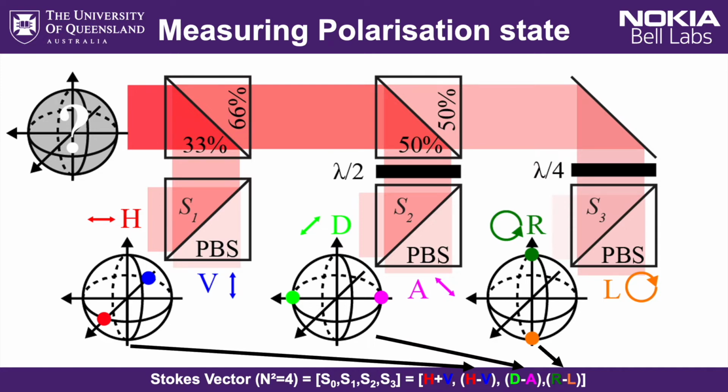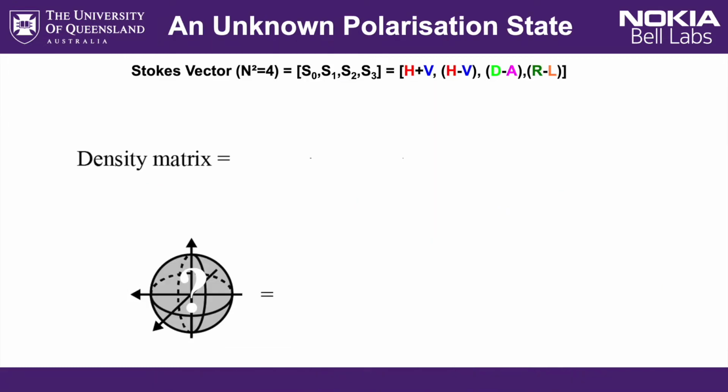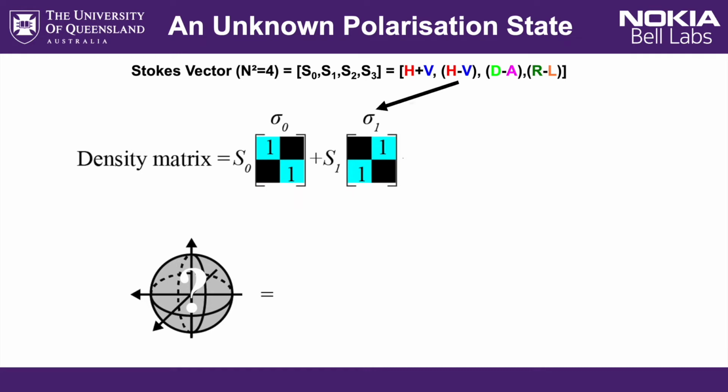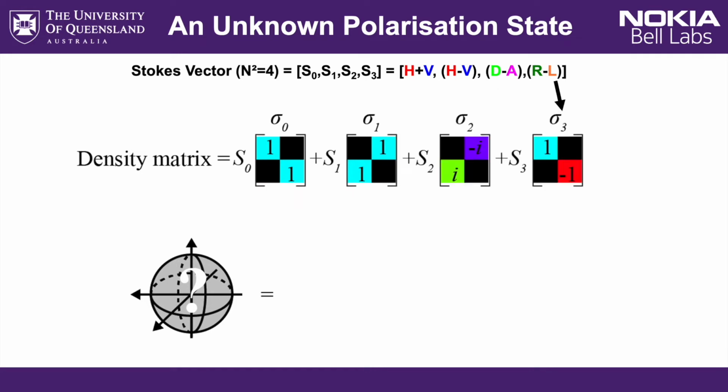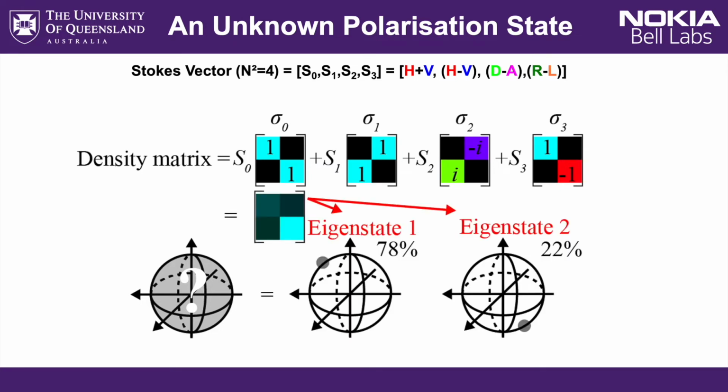We can then use the Stokes vectors to calculate the density matrix, which lets us see what mutually incoherent fields the polarization state is composed of. To construct the density matrix of an unknown polarization state, we sum the Pauli matrices, which are each weighted by their respective Stokes vector elements. And then, by performing an eigen decomposition on this density matrix, the unknown polarization state can be determined. In this example, we can see that the polarization state is made up of a mixture of 78% of one state and 22% of another.